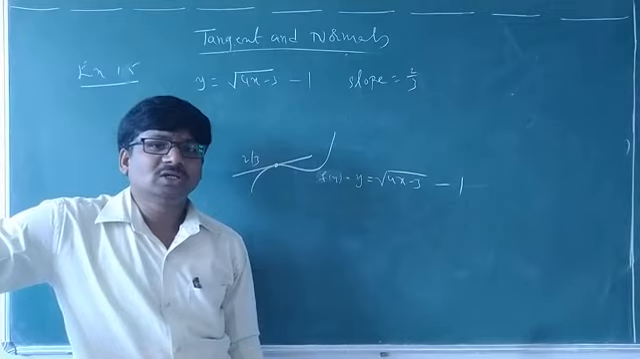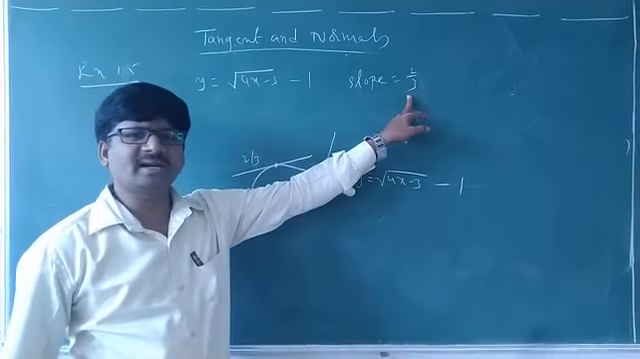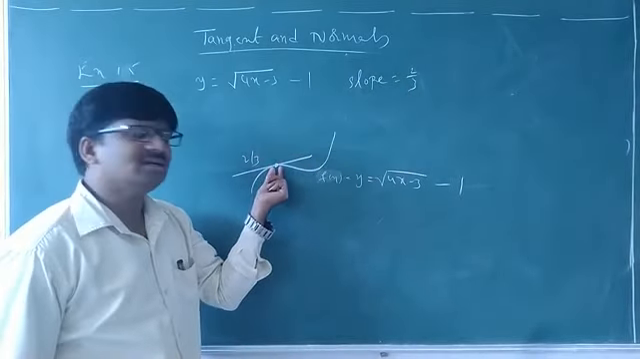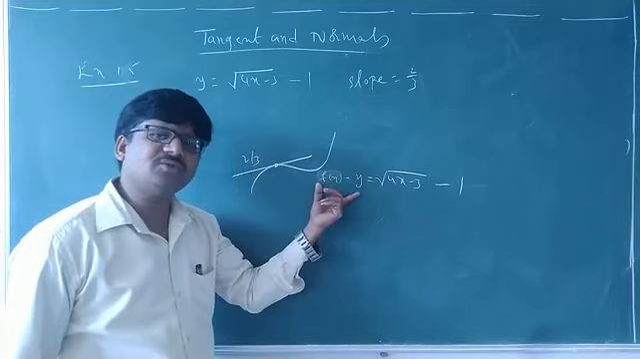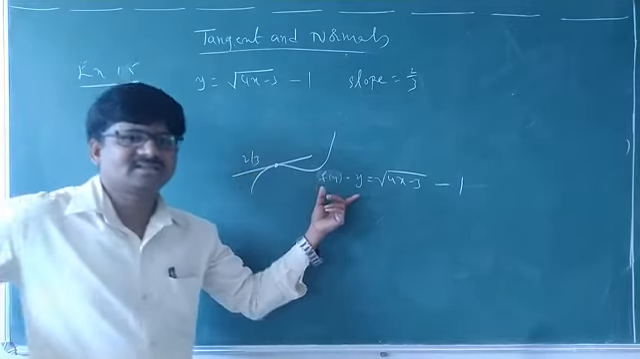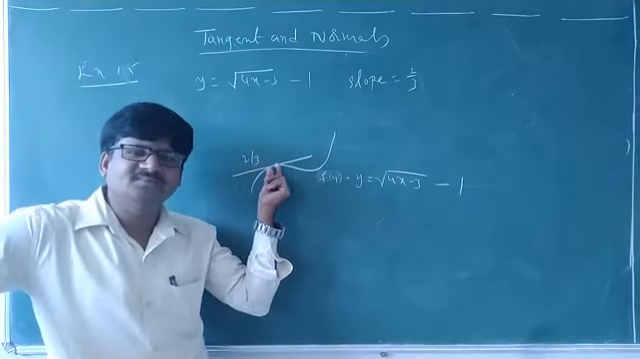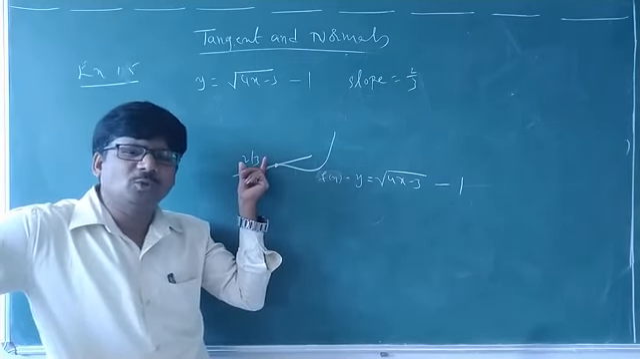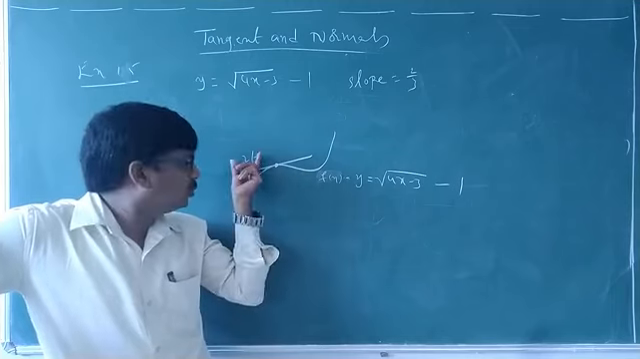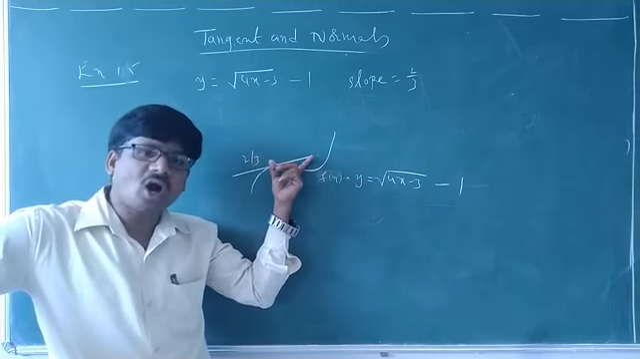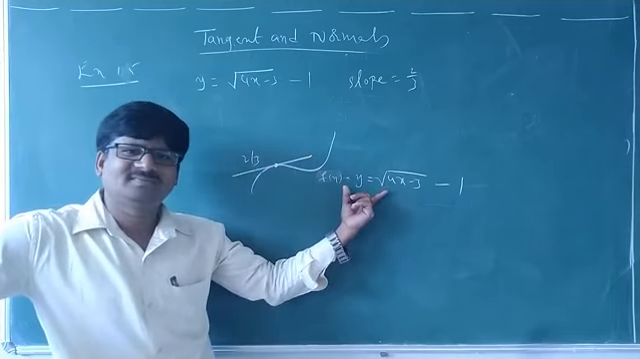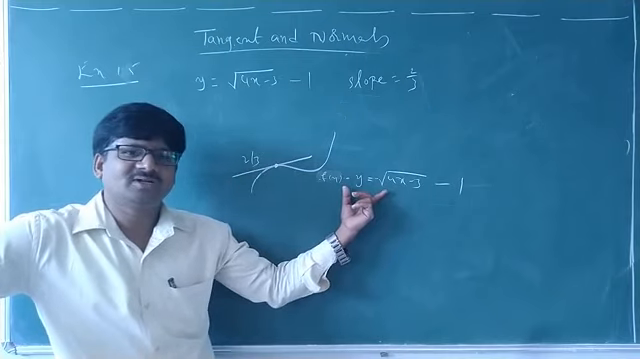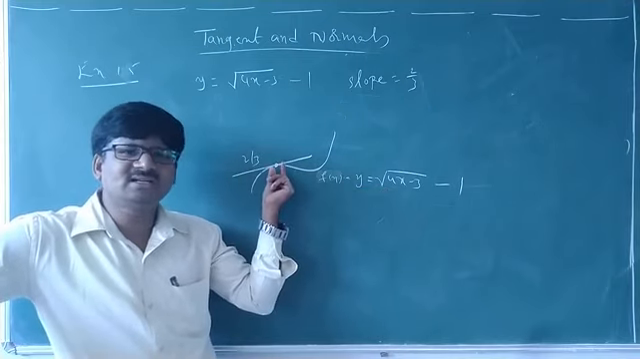Did you get this one? So the 2 by 3 means slope or not? At what point is the slope of the tangent of this curve 2 by 3? He is asking about it. So what do we find here? We have to find this point or not?